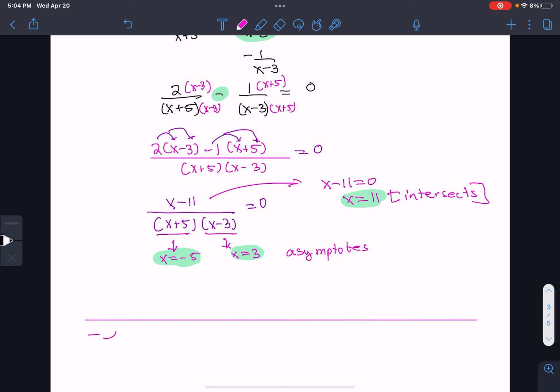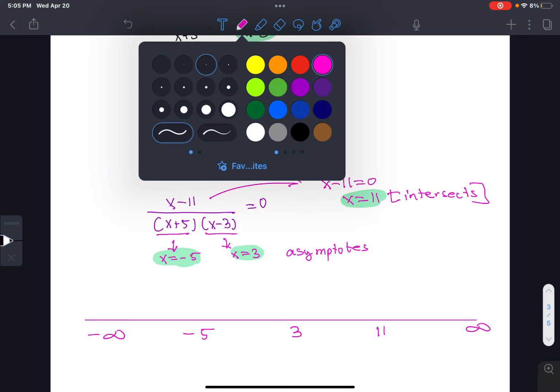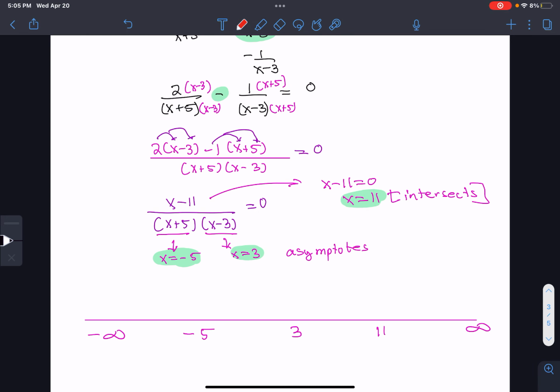So this is -infinity, so -5, 3, 11, infinity. So we're going to do our number line a little differently this time. The first thing I want you to always do is when you see asymptotes, we're automatically going to make an open dot at those values, because if you have an asymptote, that makes your function undefined. So there's no way that's going to be included when we're doing our intervals. It will always be a parentheses.